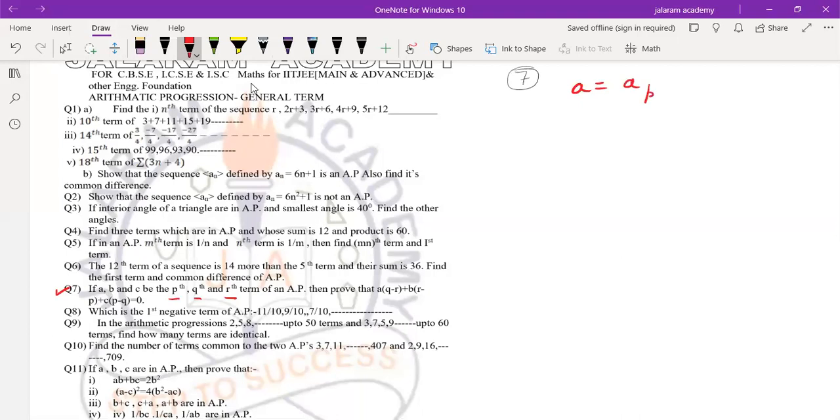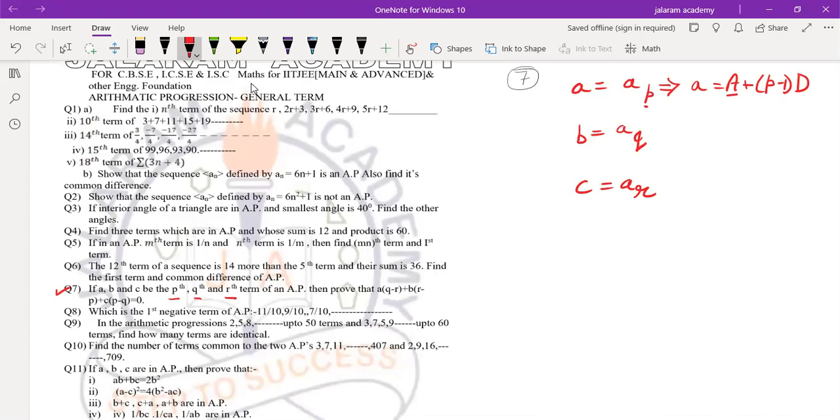Pth term, B is Qth term and C is Rth term of an AP. Clearly, we know that formula for nth term of an AP is A plus n minus 1, as in place of n it is P, Pth term. So we write P minus 1 into D.